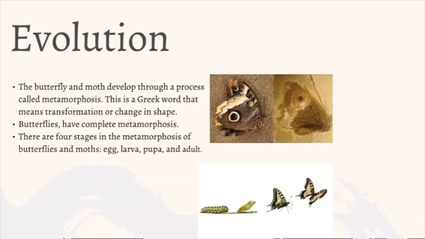Butterflies have complete metamorphosis. They have 4 stages in this metamorphosis process. In moths and butterflies, that includes egg, larva, pupa, and eventually it becomes the adult, and that is the full growth and evolution of the butterfly.